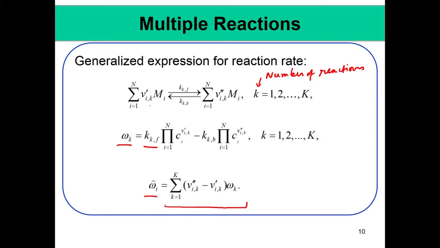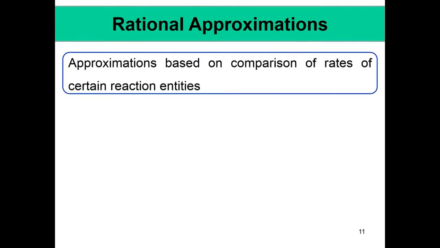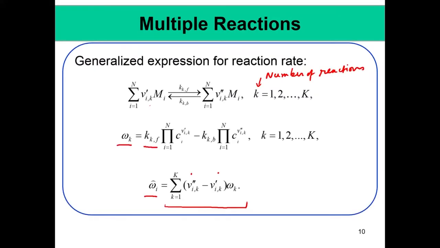If they do not appear, then of course these stoichiometric coefficients will be 0. So, there will be no contribution as such, but if it is non-zero, then it means that there is a contribution and you need to take that into account. Okay. So, this is the power of the generalized expressions.